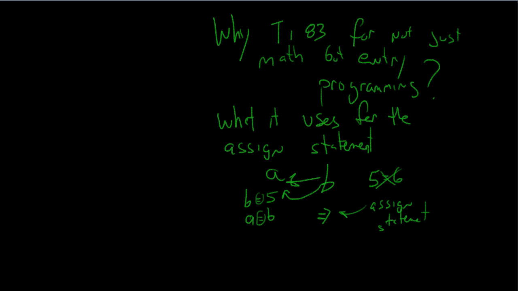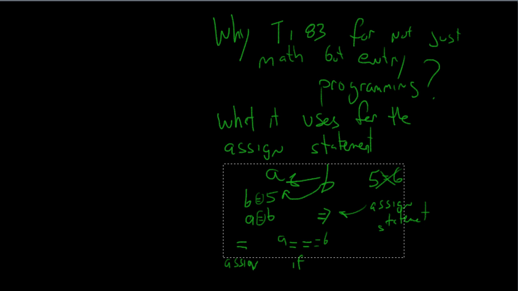What you'll also see come about, in many programs you have this being the assign statement, this being the conditional if statement, right? The assign and the if statement. So that becomes relatively standard through time. So in other words, A double equals B is if A equals B, and there's actually in the end also sometimes a triple. So that can perhaps become problematic. So why TI-83 for not just math but entry-level programming? It's because of what it uses for the assign statement. So we're going to take a look at that real quick here.